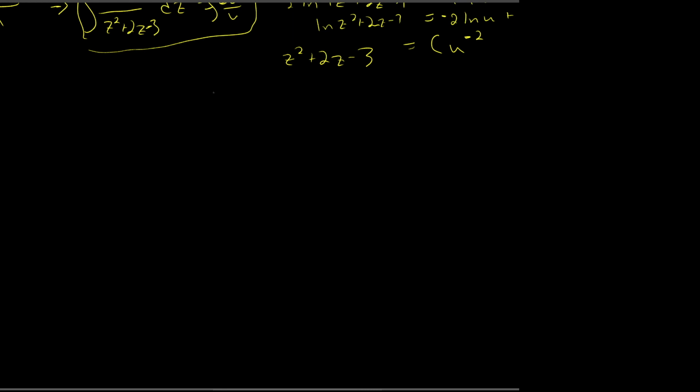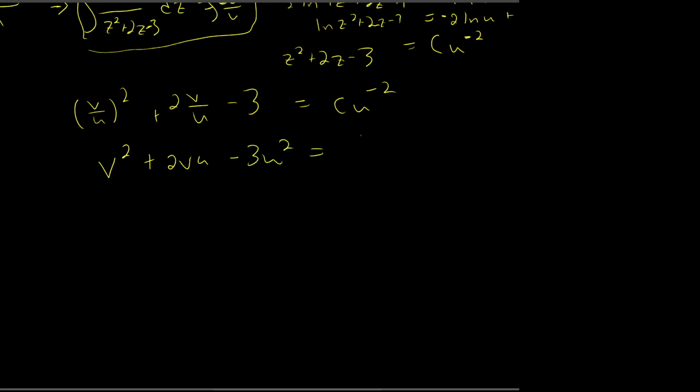Well, z was v over u. So this gives me v over u squared plus 2v over u minus 3 equals cu to the negative 2. Well, I can multiply everything by u squared. And so I'm going to get u squared over u squared, I'm going to get v squared plus 2vu minus 3u squared equals c. Cool. Well, that's better. But wait a minute.